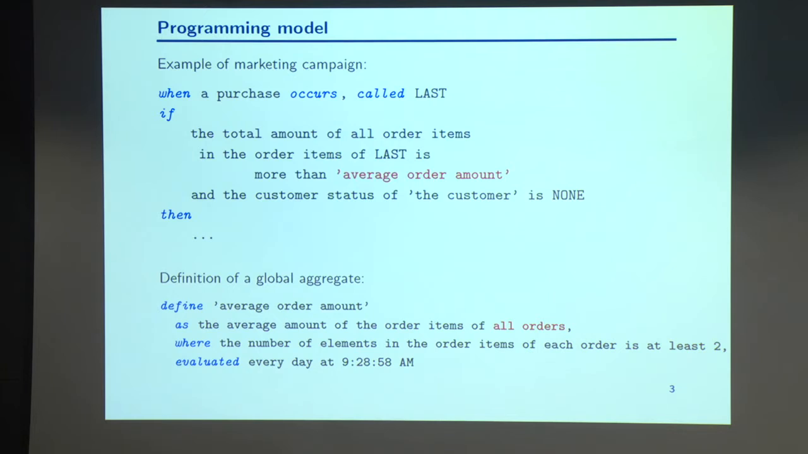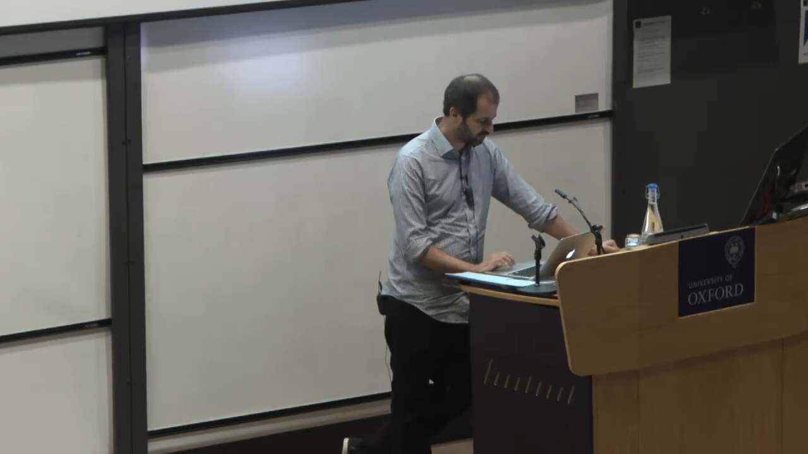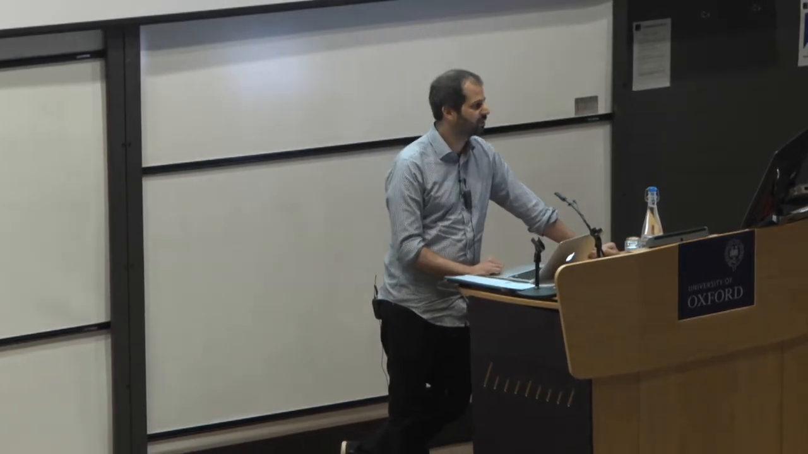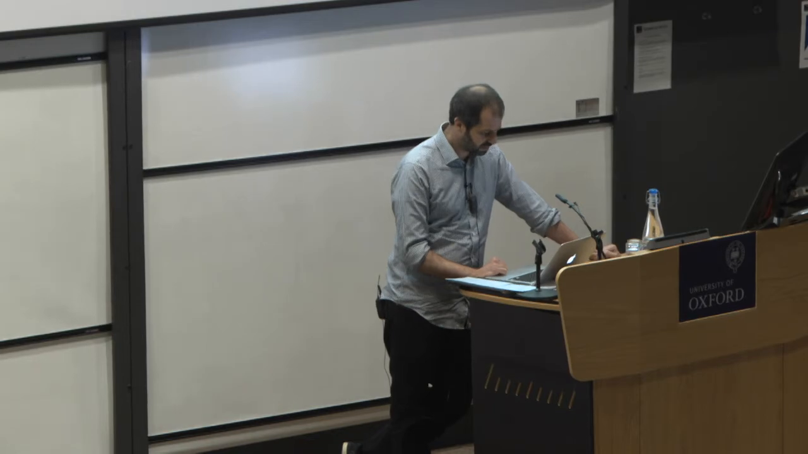Here is an example of a marketing campaign where each time there is a purchase event, we compute the amount of this purchase and compare it with the average amount of a purchase. Here is the query that is computed using the entire database, the average amount of a purchase, and then we can decide to do a promotion if the amount is higher for this particular event.